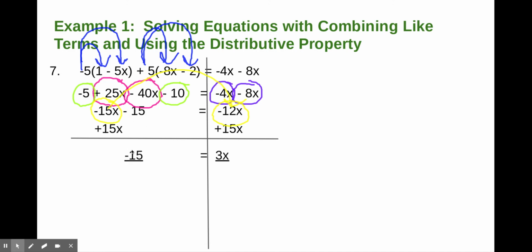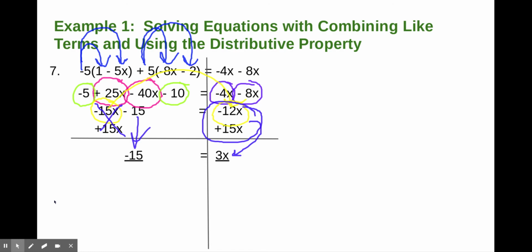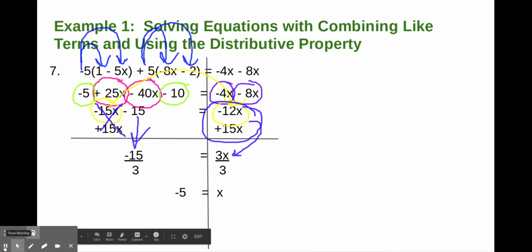I bring down the negative 15, because this negative 15 and positive 15 cross out. I bring down the negative 15, and negative 12x and a positive 15x gives me the 3x. And my last step here, because it's the only thing left to do now, is to get the x by itself, so I need to divide. I'm going to divide here by positive 3. And when I divide by positive 3, your answer is x equals negative 5.